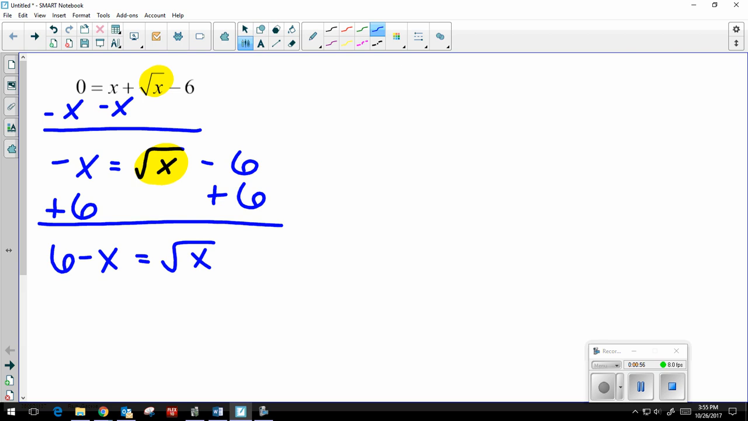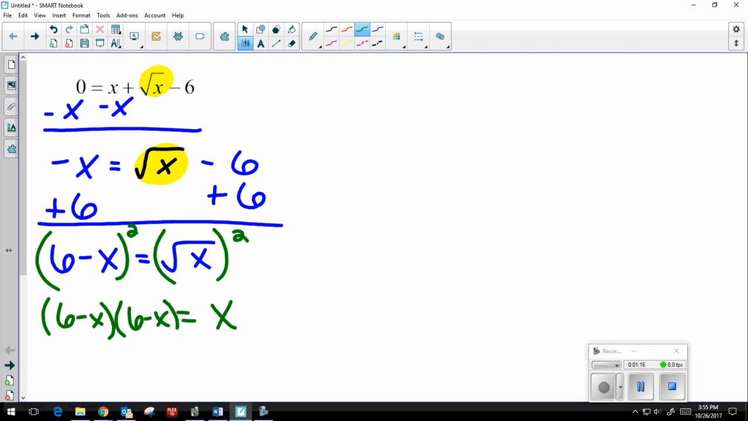Once the radical is by itself, you want to get rid of the radical. In order to undo a radical, you're going to square both sides. So on the right side, I'm going to get x because the radical and the squared cancel each other out. On the left side, I have 6 minus x times 6 minus x.